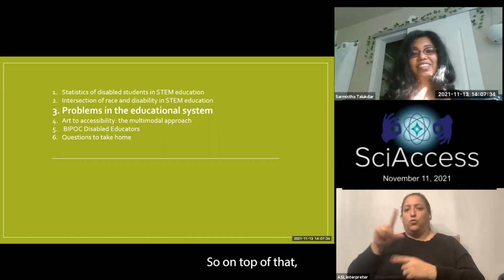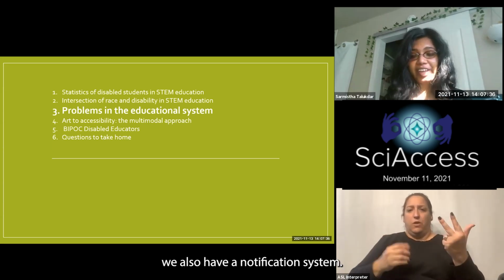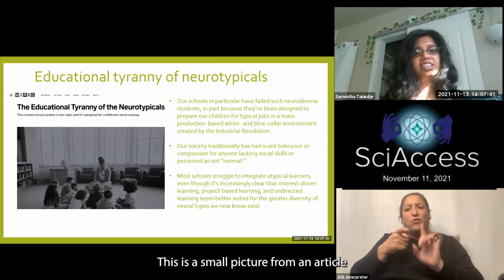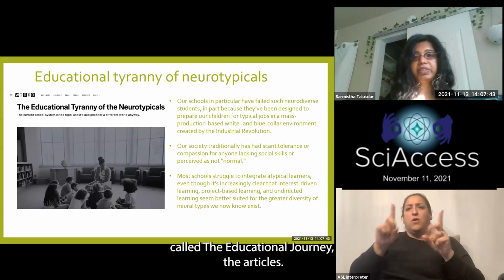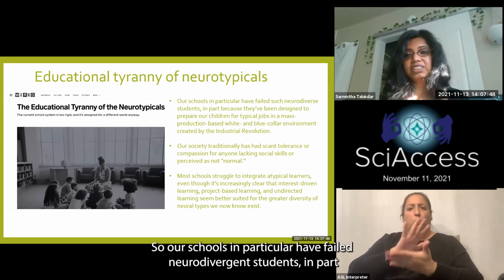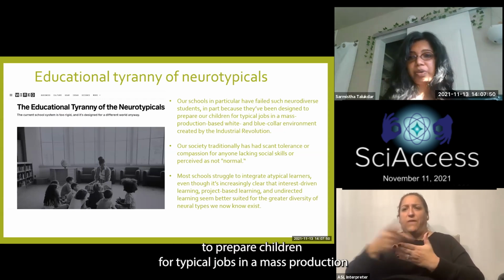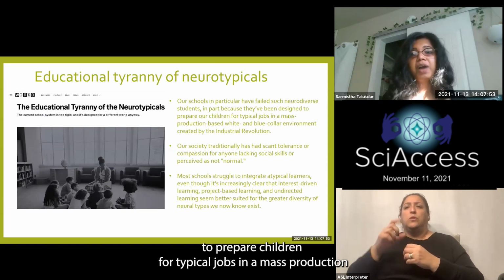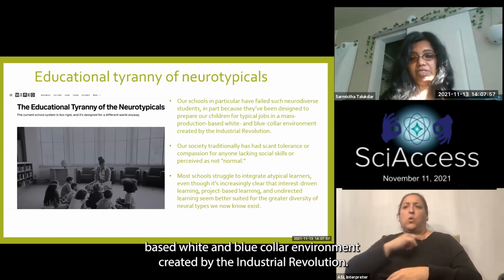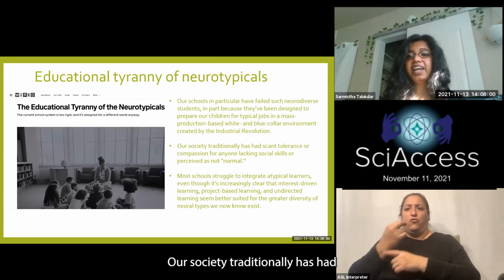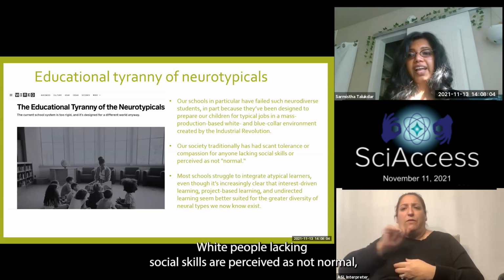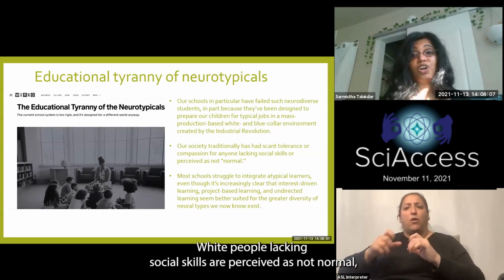So on top of that, we also have problems in our educational system. This is a small picture from an article called "The Educational Tyranny of the Neurotypicals." Our schools in particular have failed neurodivergent students, in part because they've been designed to prepare our children for typical jobs in a mass production based white and blue collar environment created by the Industrial Revolution. Our society traditionally has very little tolerance or compassion towards people lacking social skills or perceived as not normal.